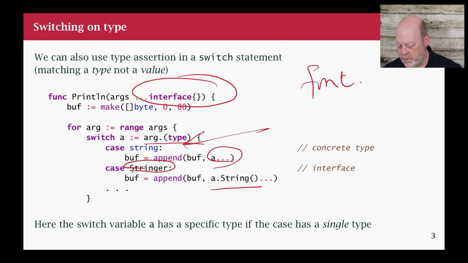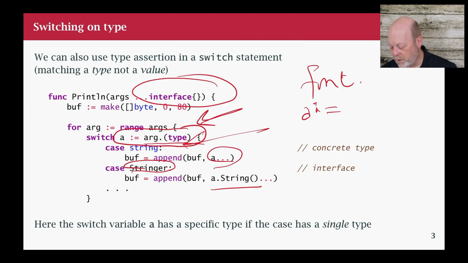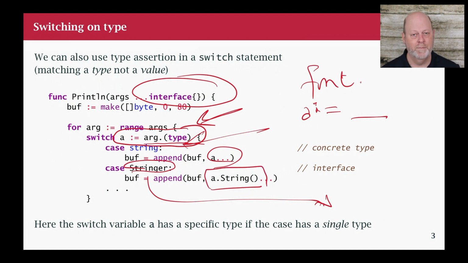Now, the other thing going on here is we have in the middle of this an assignment, right? We have, right, a short declaration, I'm sorry, and a takes on a value of the type of the case if the case has an individual type. So if there's a single type in my case, then a is a value of that type. So that's why I can go ahead and call a.String, because in the case for Stringer, a is a Stringer. In the case for string, a has been asserted to be of type string successfully.